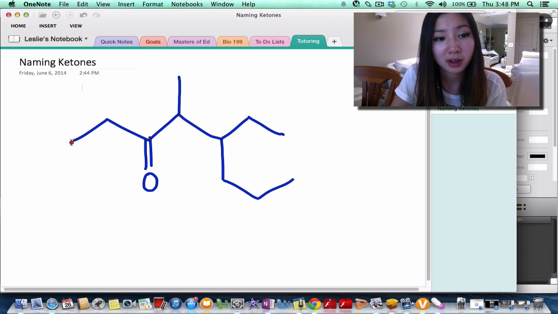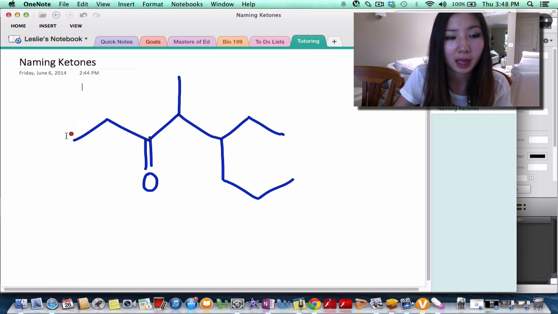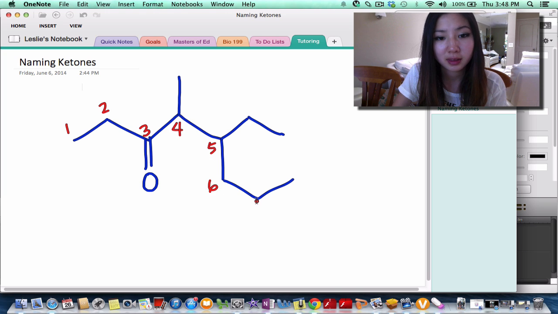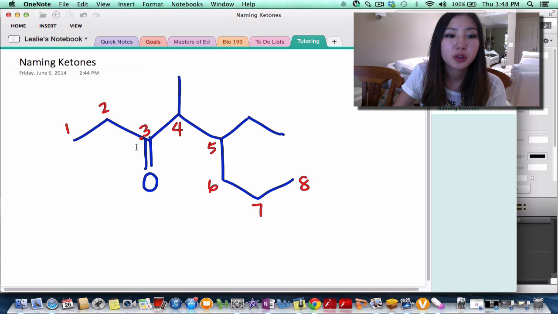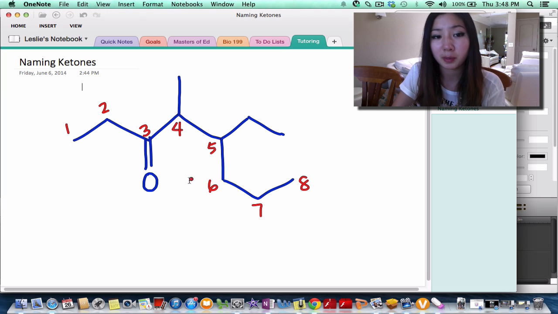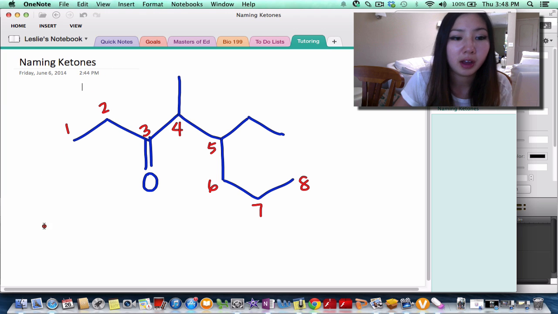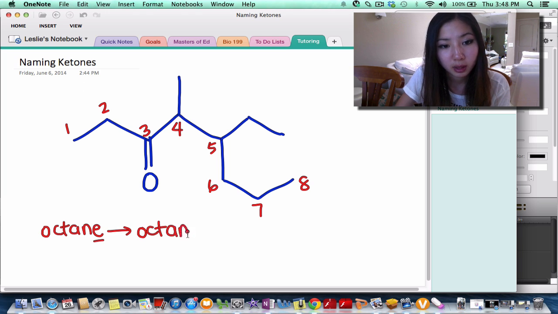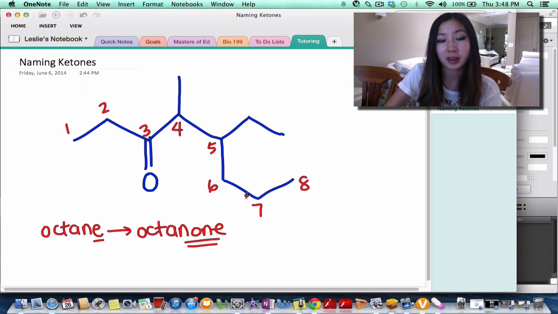We want to start from here and number this way and end 8 here rather than start 1 here and end 8 over here, because it puts our substituents at lower numbers. What I mean by that is if we number 1, 2, 3, 4, 5, 6, 7, 8, it puts our substituents at 3, 4, and 5. Where if we number 1 over here and end 8 over here, it'd put our substituents at 4, 5, and 6. So we want to number it like this. Remember, we have 8. 8 corresponds to octane. Remember, E becomes ONE for ketones. So we have octanone. It's going to end this.